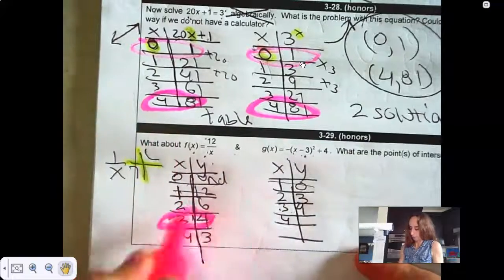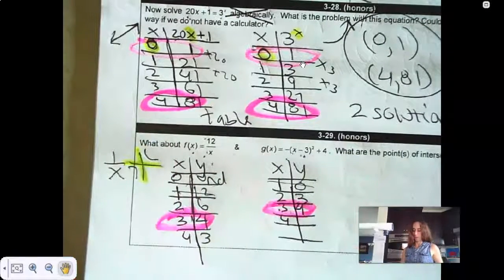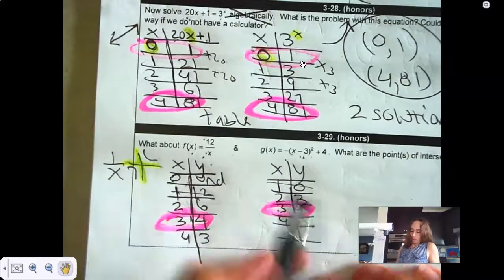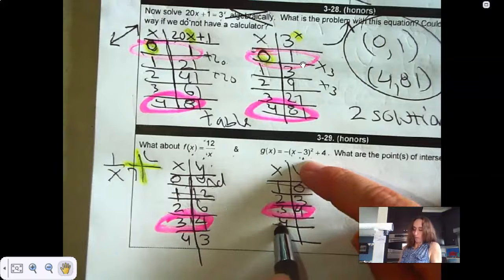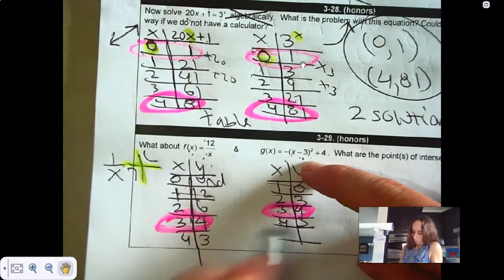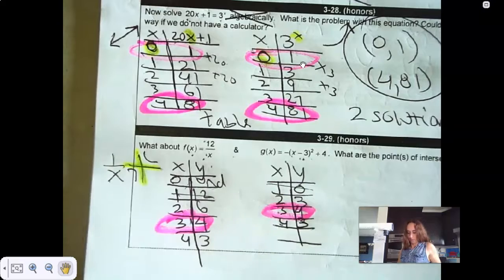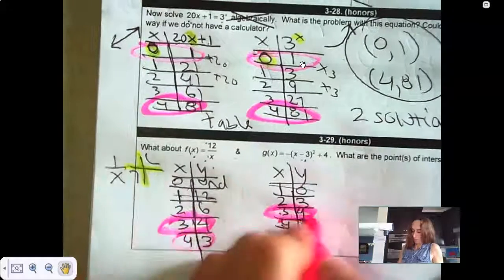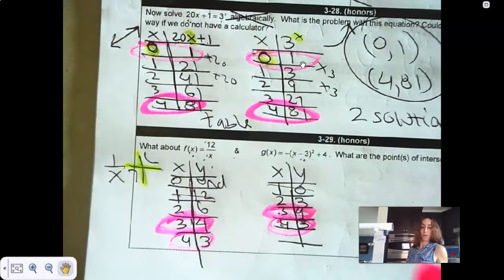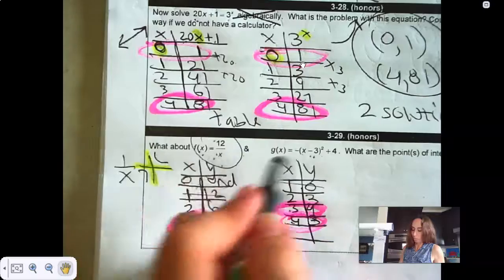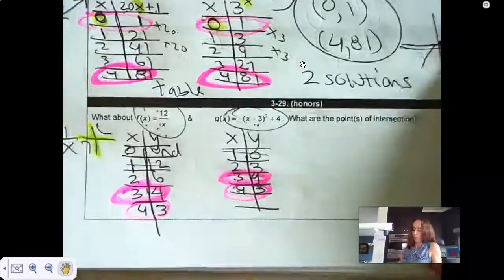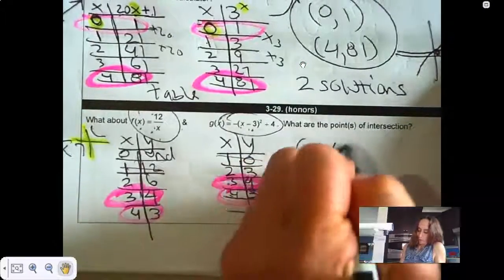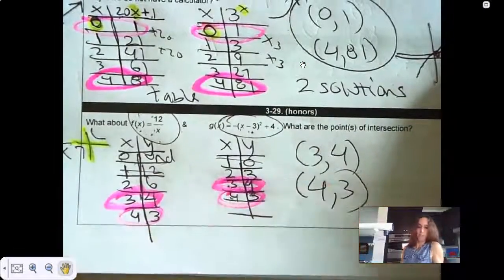I got one. Okay. And then let's try 4. 4 minus 3 is 1. Squared is 1. Negative 1 plus 4 is 3. Ooh, I got lucky on that, didn't I? So thank goodness I know how to pick good numbers. If I don't know how to pick good numbers, I can cheat. Take this, put it in Desmos. Take this, put it in Desmos. And I'll get the answer. But I see that I have 2 points of intersection.